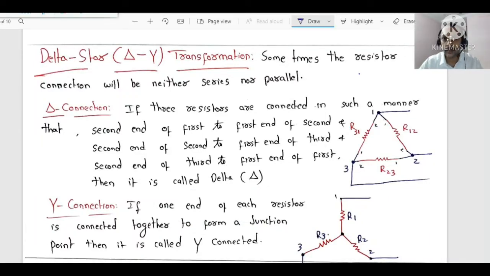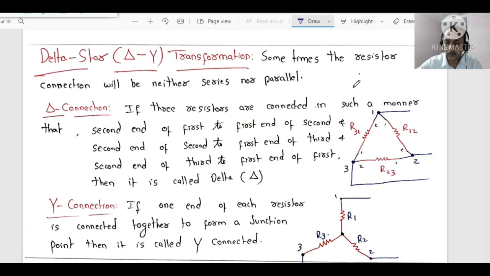Today in this class we are going to discuss one of the important transformations, that is delta to star, and where you are going to have some problems. And also we will discuss the star to delta transformation. Here, in this scenario, we will discuss what you mean by this delta connection.